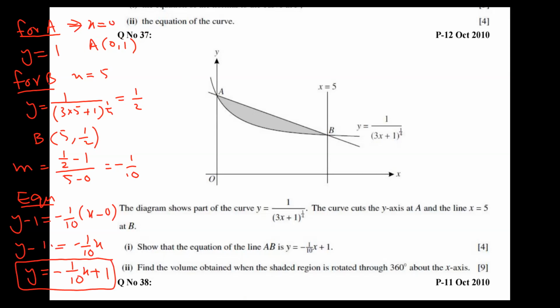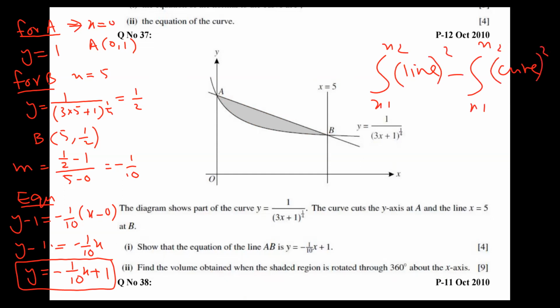First target is done. Now 9 marks for the second part, and the second part is asking for the volume, when the region is rotated about the x-axis. So in this part, line is above and curve is below. So what is the plan of action? Because line is above and curve is below, and because it is volume about the x-axis, so here x1, here x2, we take the square of the line and the square of the curve, subtract them, and put pi outside.